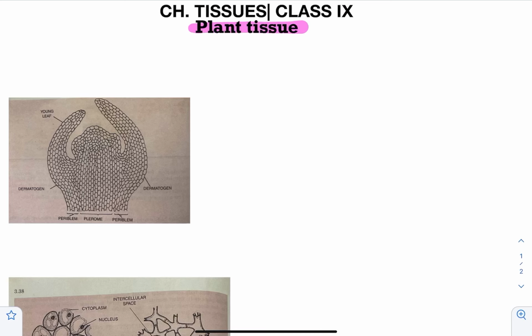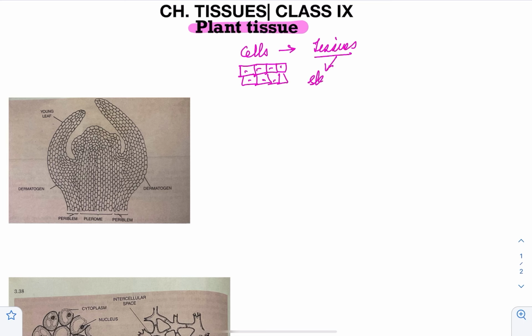Alright, let's talk about plant tissues in this class. So what are tissues? Cells of the same type join together to form tissues. So we can say tissues are those cells which have similar structure and function, right? So we have plant and animal tissues, and in this class we are going to study plant tissues.